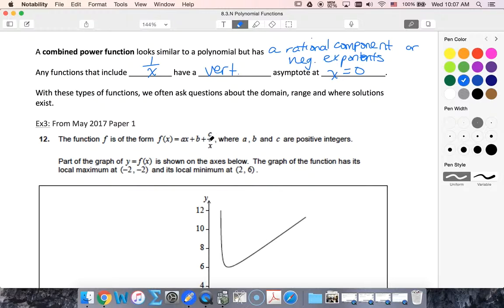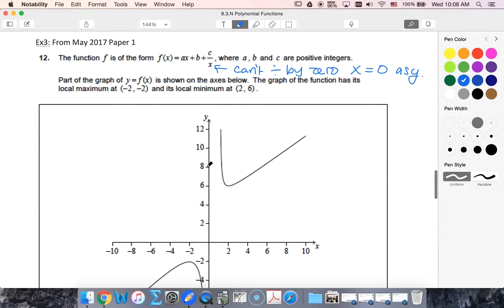the c over x means we can't divide by 0, so x is not allowed to be 0. So x equals 0 is an asymptote. We've seen this over and over again, and we can see it in our picture here a little bit, but we can come in and draw it in. Use your ruler, please. That x equals 0 is not allowed.